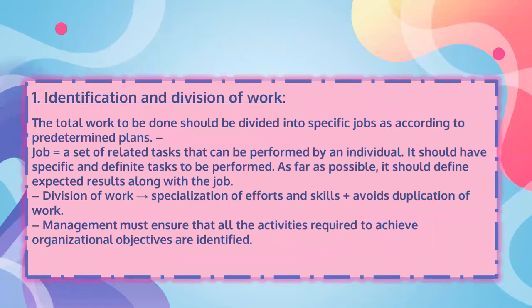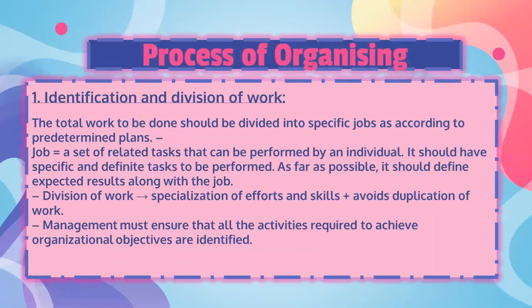So now moving forward, we'll see the process. Okay, how can this process of organization be done? We saw that it's identifying and grouping, but how can we identify and how can we group? So first step is identification and division of the work. Okay, so now the total work to be done should be divided into specific jobs.